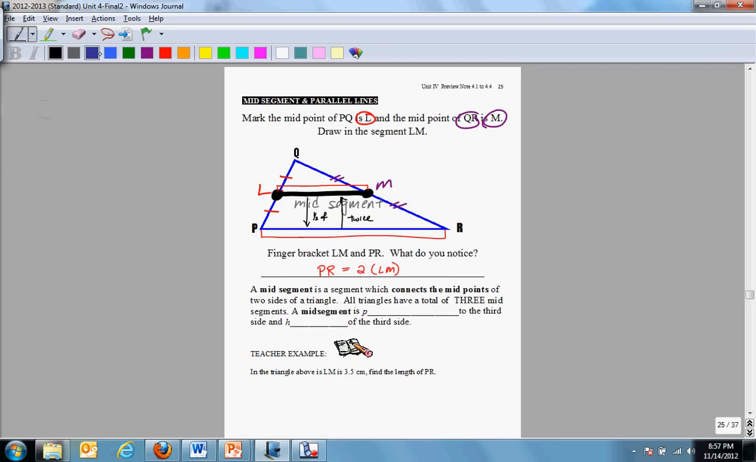Another simple concept is the fact that the mid-segment connects the midpoints of two sides. All triangles have a total of three of them. A mid segment, not only is it half, but it's also parallel. It's parallel to the third side and half of the third side. So in this example above, if LM is 3.5, I'd like you to find PR, please. We simply take 3.5, times it by 2, and of course you should have gotten 7.